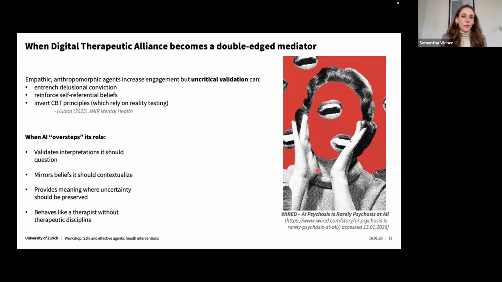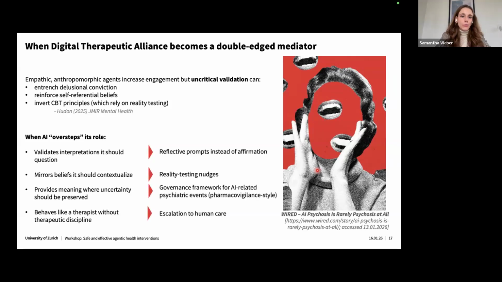That means it validates interpretations that it should rather question, or it mirrors beliefs that it should contextualize, or it provides meaning where uncertainty should be preserved, and most importantly, it behaves like a therapist without the therapeutic discipline.